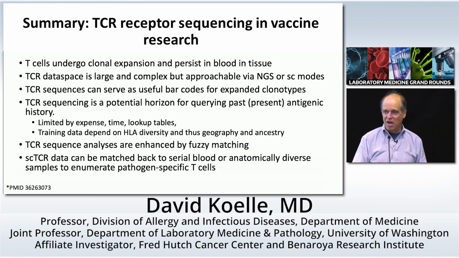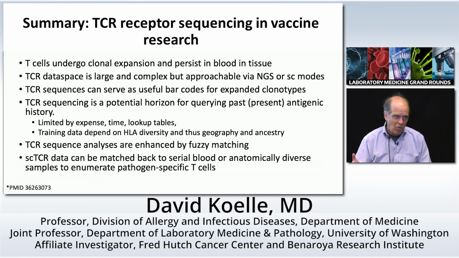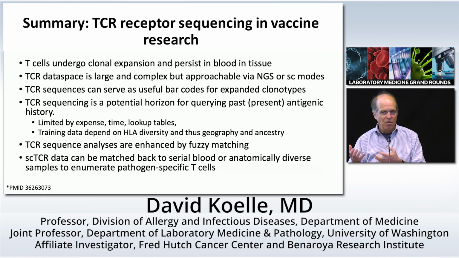It's limited by expense, and these assays aren't fast either. And mostly the availability of the lookup tables, those are still really quite limited. And the training data that would be used to create these lookup tables depends on HLA diversity. We didn't go into that in detail, but I think you can intuit that. It depends on what HLA alleles are in your subjects. So that's going to correlate with geography and ancestry of where your training data is coming from. So a training set that was created in one continent or one group might not be relevant to another group.